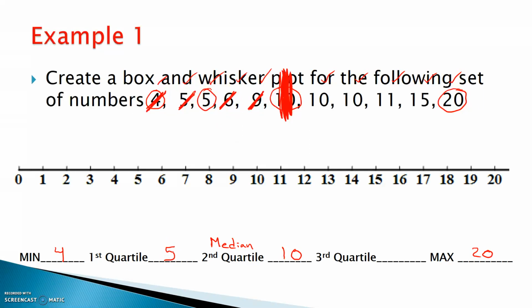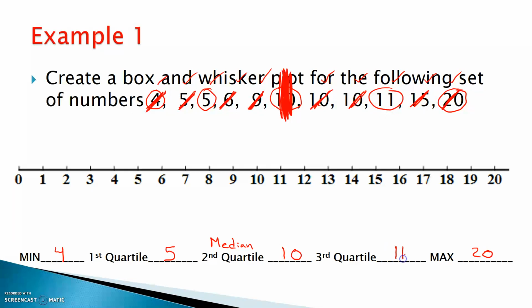It's kind of like you're folding your paper in half, and then you're folding the bottom half in half again, and the same thing for the top up here. So let's find the middle of the top, or the third quartile. Let me cross that off, cross that off, cross that off, cross that off. I found that 11 is my third quartile.